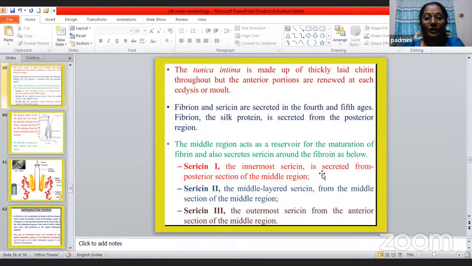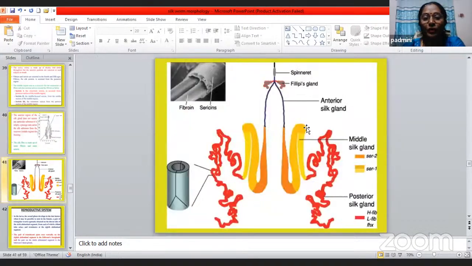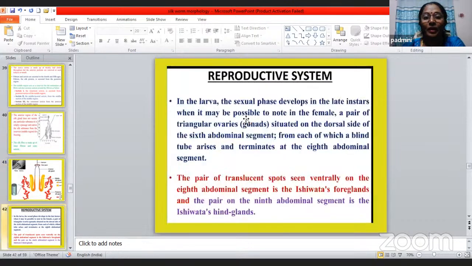So these are what I have already told you. You can just go through these slides. As I said, the silk fiber is made up of inner fibroin and outer sericin. Okay, so this is what I was talking about, fibroin and sericin. Coming to the reproductive system of the larva, here we are going to divide it into the larval reproductive stage and the moth reproductive stage.